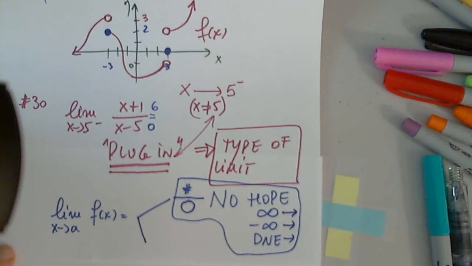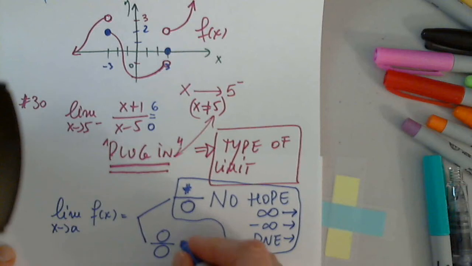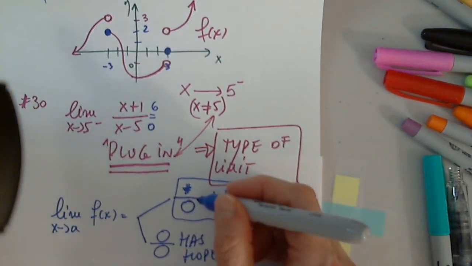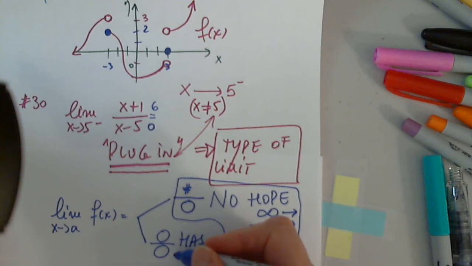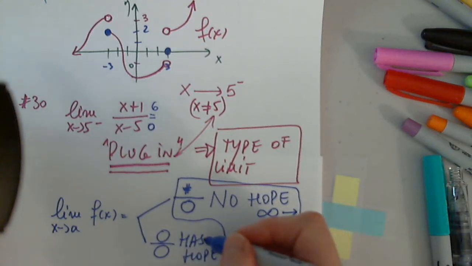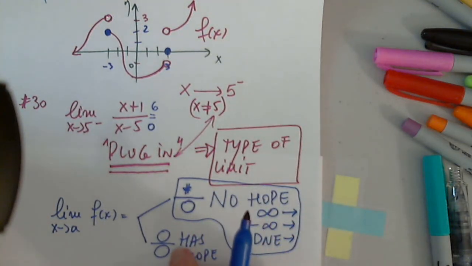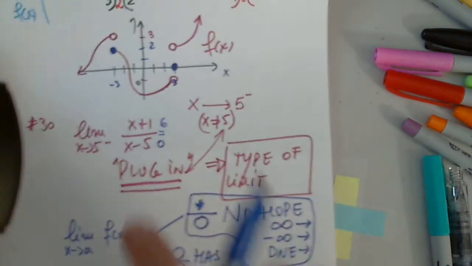There is a second alternative, 0 over 0. This one has hope. Notice that I said it has hope. I did not say the limit exists. I said it has potential. It has hope for the limit to exist. This one, never. This one has chances. Not necessarily, but if it's this one, it's guaranteed not to exist. But if it's this one, there is hope. It may exist. Okay, now coming back to our problem.